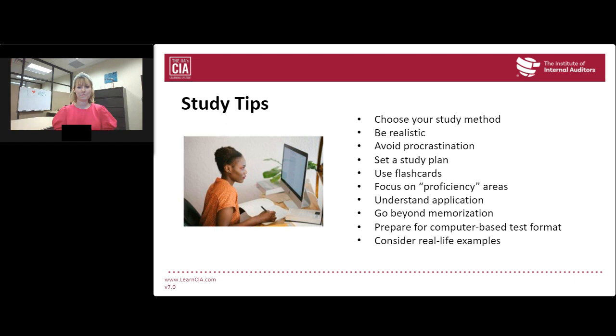And then consider those real-life examples. What would this look like in real life? When I was studying for the CIA exam, it was really beneficial for me because I was working in public accounting, and I just started doing internal audit outsourcing engagements. And so I was able to directly apply that knowledge to my audit clients, and I was able to think, this is how this works. That audit that I'm doing right now, this concept that I'm learning, I was able to connect the dots and understand how they related together, and that was really helpful to me when I was studying.